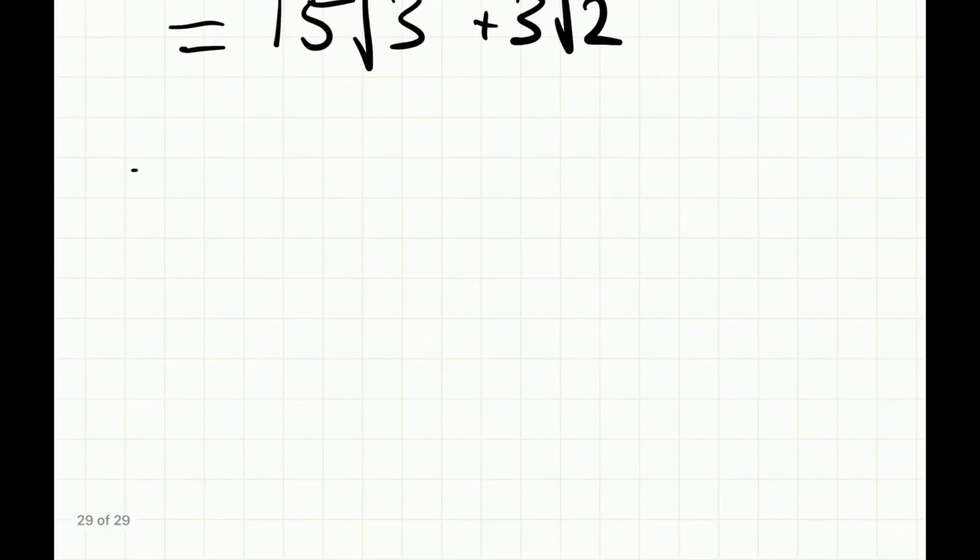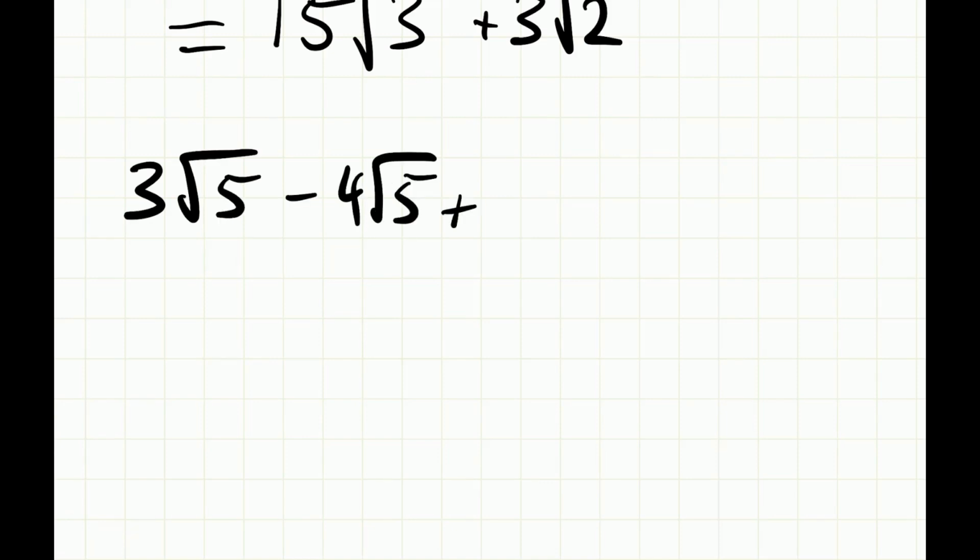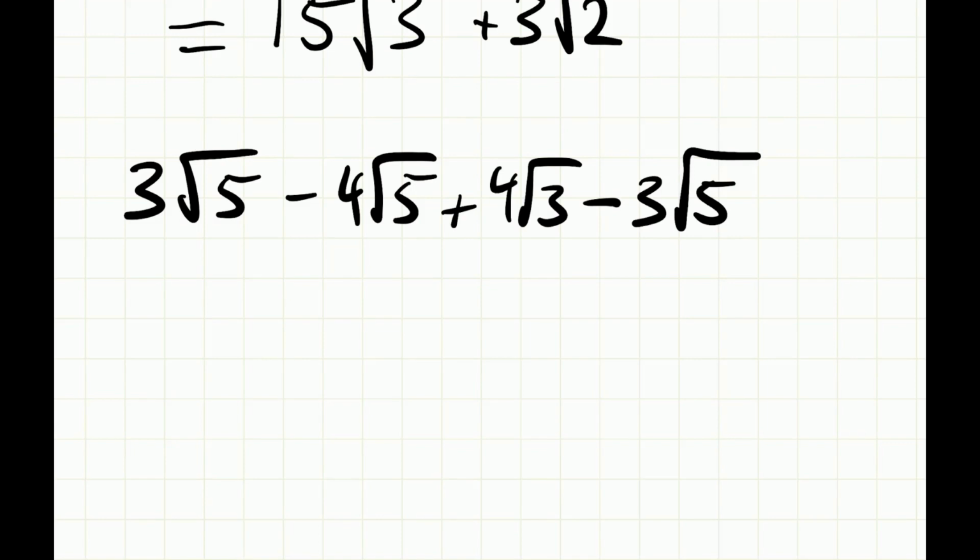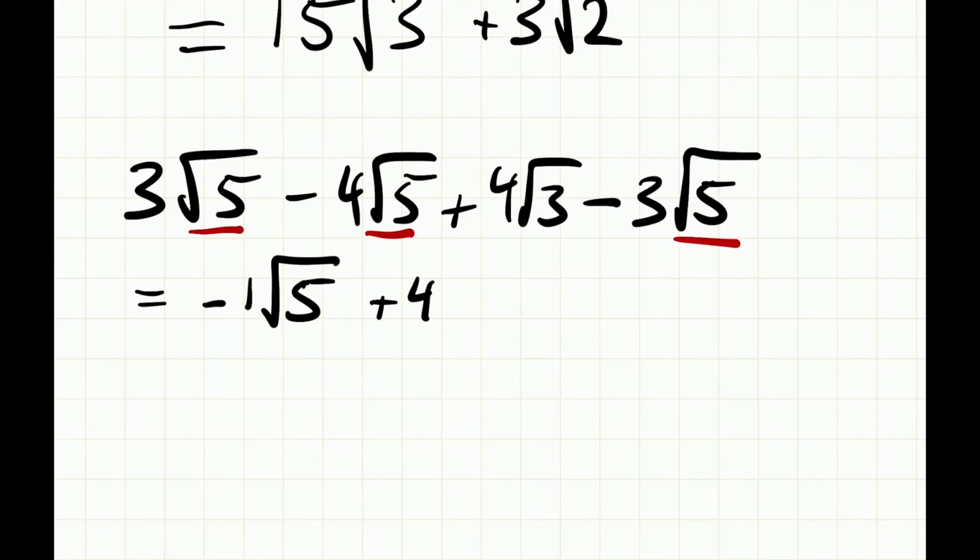Okay, let's have a look at another example. Let's say we have 3 root 5 minus 4 root 5 plus 4 root 3 minus 3 root 5. So once again, identify all of your like surds and then add the coefficients, or subtract in this case. And if you need to do the simplification in more than one step, then feel free to do so. So let's start off with 3 root 5 minus 4 root 5. Immediately that's going to be minus 1 root 5, or we can just write that as minus root 5 as we wish. And then I'll just write the rest out here.